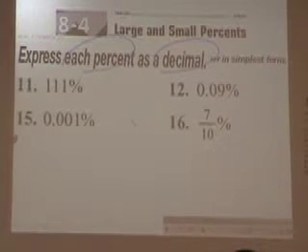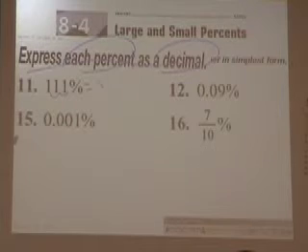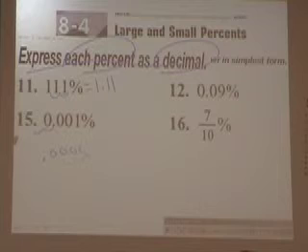No. Here it says express each percent as a decimal. Jeremy Honor, how do I make 111% as a decimal? 2 places, right? Yes. So what is it as a decimal? 1.11. Good. What is this going to be as a decimal? Two places to the left, so what's it going to be? 0.00001. Good. What about this? 0.0009.